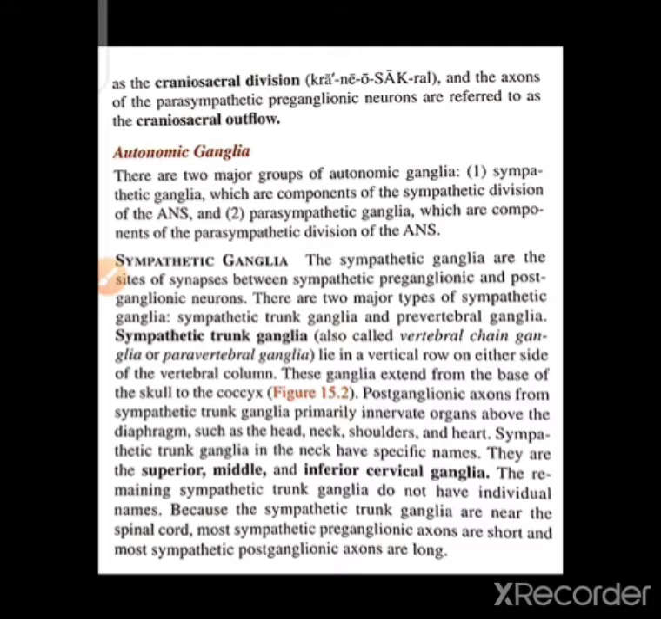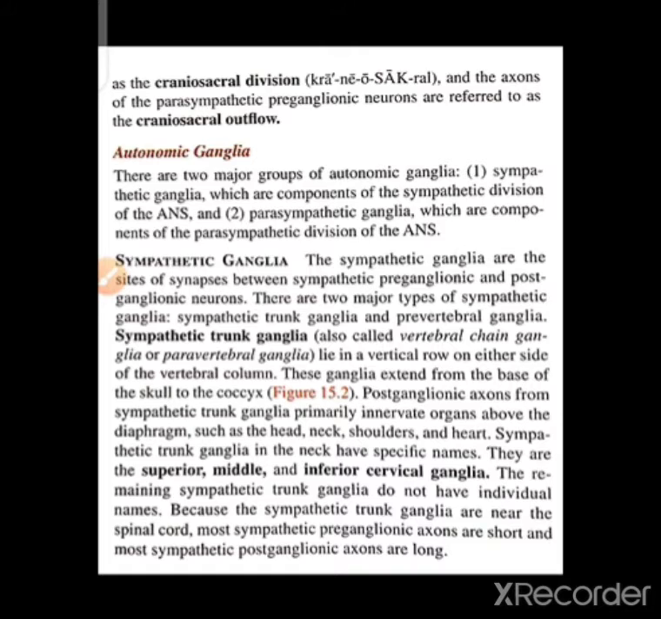So there are 2 major types of sympathetic ganglia. One is the sympathetic trunk ganglia, and the other is the prevertebral ganglia. Now, sympathetic trunk ganglia lie in a vertical row on either side of the vertebral column.